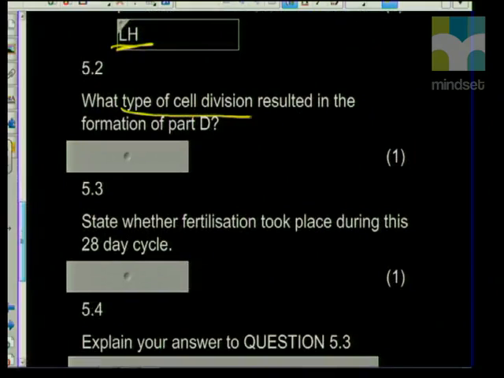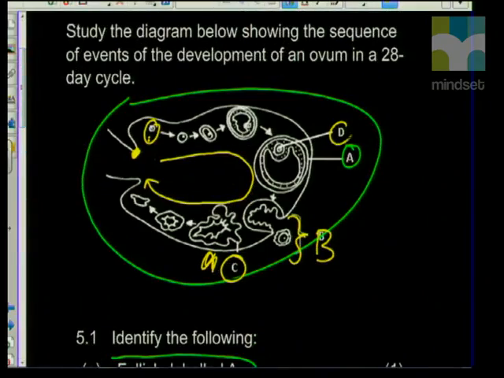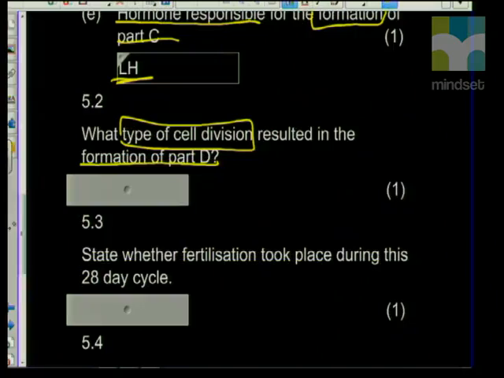Now let's have a look. What type of cell division results in the formation of part D? Now, D's over here, they're looking at this piece here. Come on, how do we make gametes? It's through meiosis. It's not mitosis, it's meiosis. These are the simple things that we're looking for. It's meiosis, nice and easy.